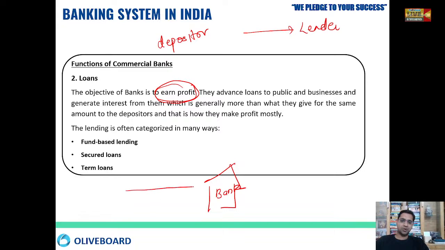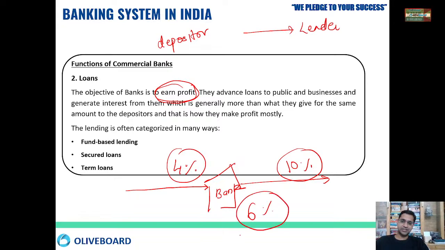Bank said that for depositors, we will provide a 4% interest rate on the deposit. The bank has lent the money to commercial enterprises and industry at a 10% interest rate. So what is the difference? 10 minus 4 is the 6% difference. This is going to be the profit of the bank, because out of the 10%, the bank has to pay 4% interest to the depositors also.